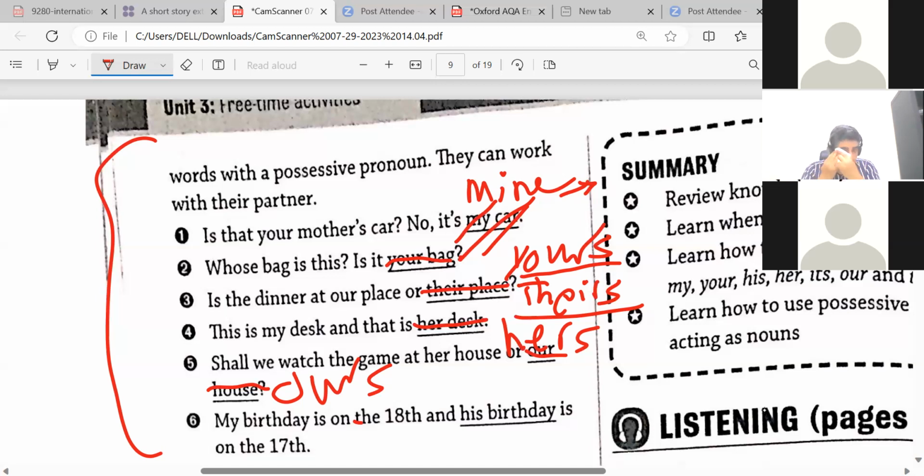My birthday is on the 18th and his is on the 17th. His. So my birthday is on his birthday. Okay, instead of his birthday, what do I say? His only. His works twice, as an adjective pronoun or a possessive pronoun. His is blah blah blah. Now is it clear what I mean by possessive pronouns working as nouns? Yeah.